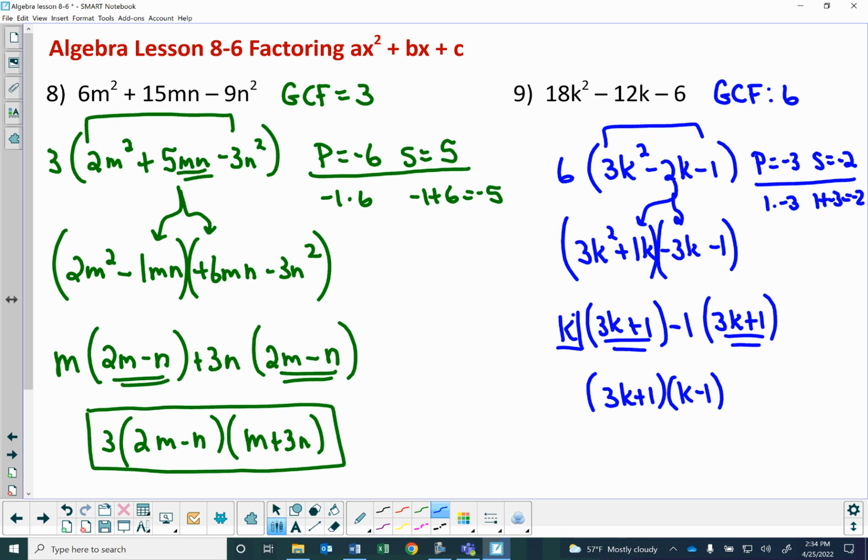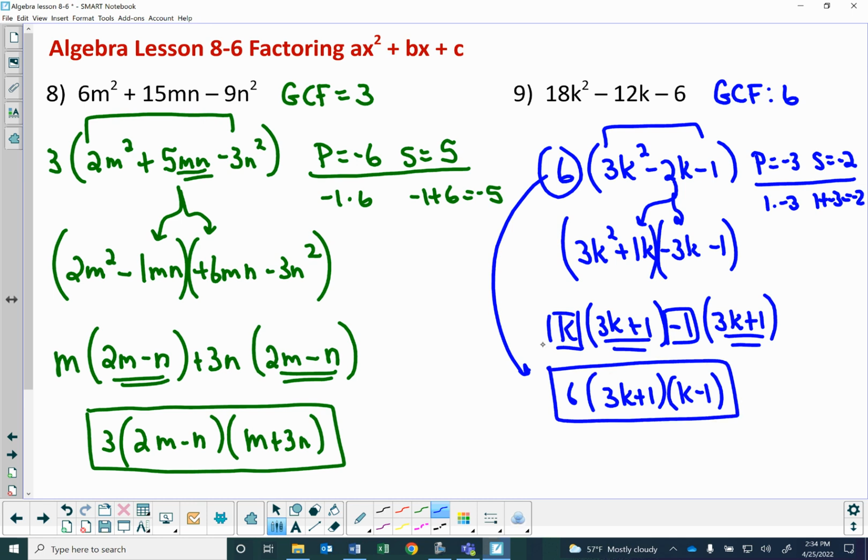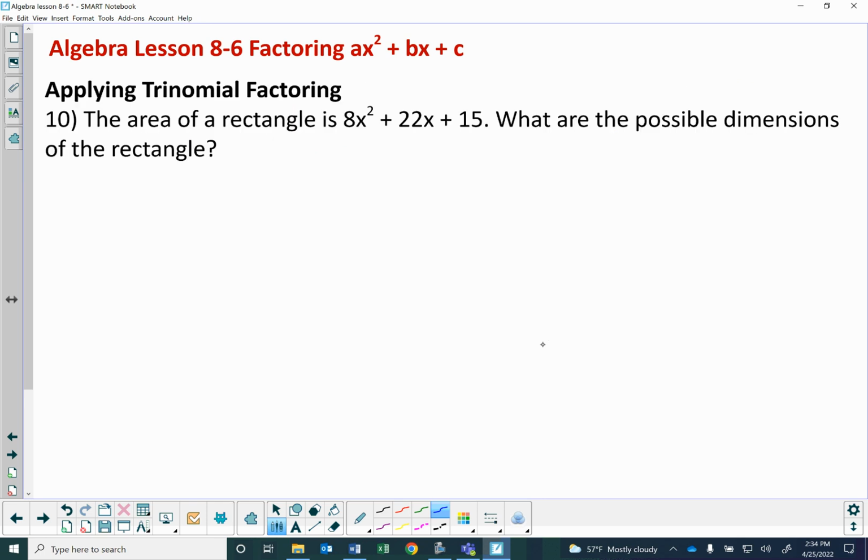That would be this and this. And don't forget you took a GCF out, so we have to put that back, and that is 6. So 6 parentheses 3k plus 1 parentheses k minus 1. Now you can also do word problems with this. Let's apply it to a word problem.